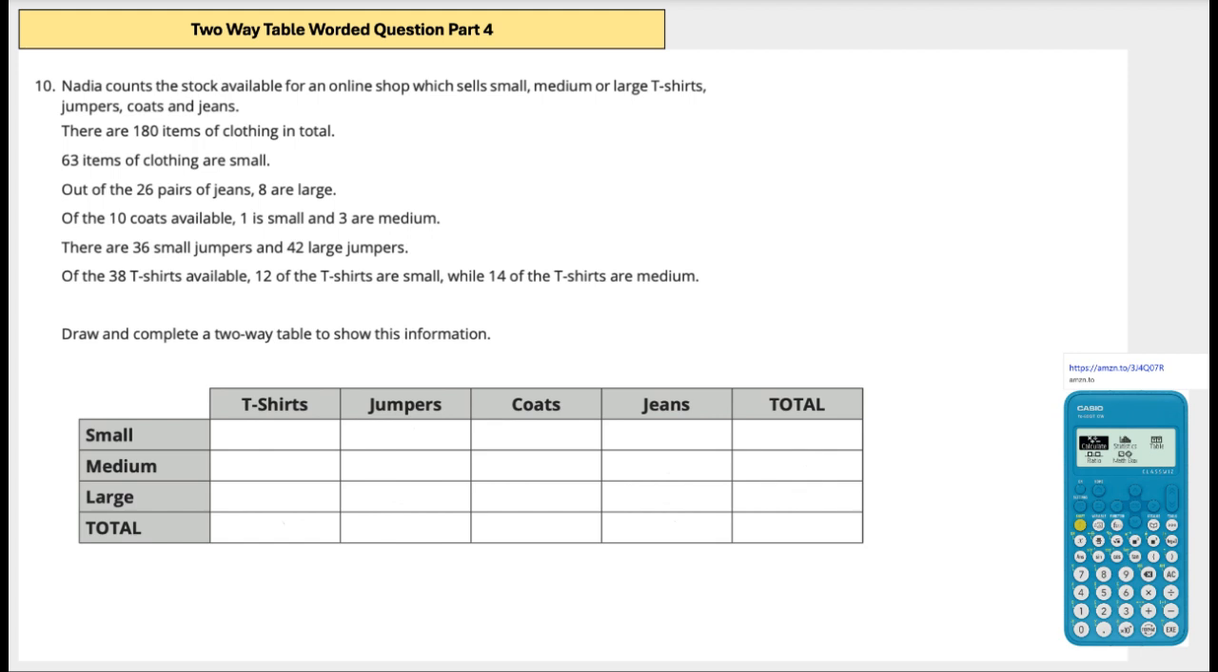It does ask you to draw a table, so this table would not be here. It'd be blank, and you would have to do it yourself. You would have to write it out yourself.